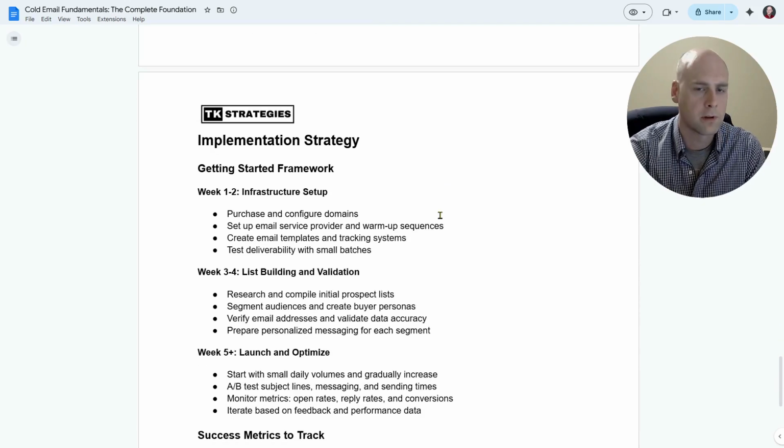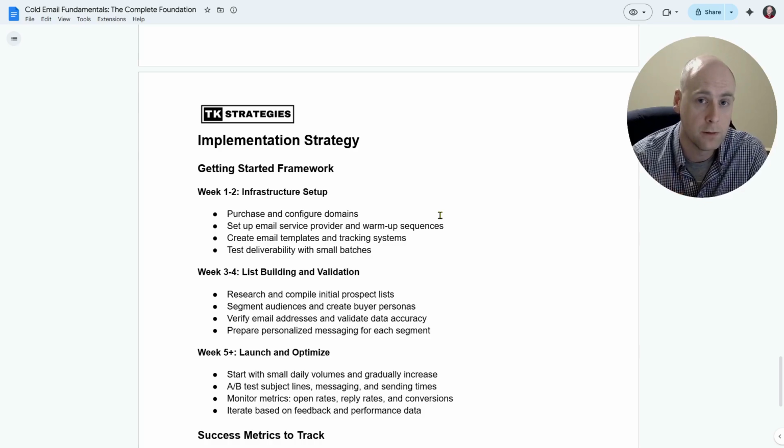So now I've shared with you the three pillars, but let's talk about how you actually take action. Because now you have some idea of the theory behind cold email. These are the fundamentals, but now what can you do to take action and really build a successful cold email?